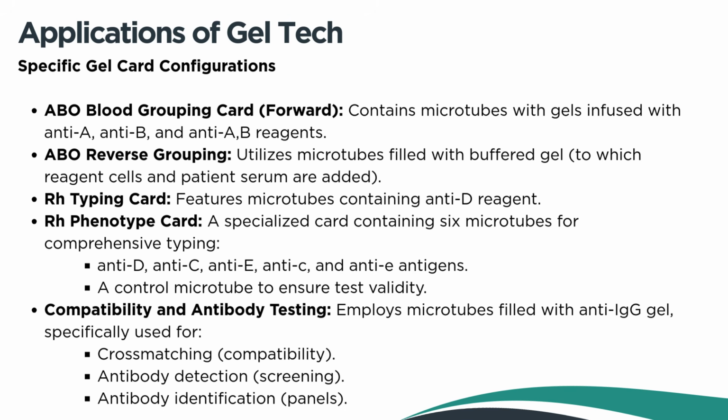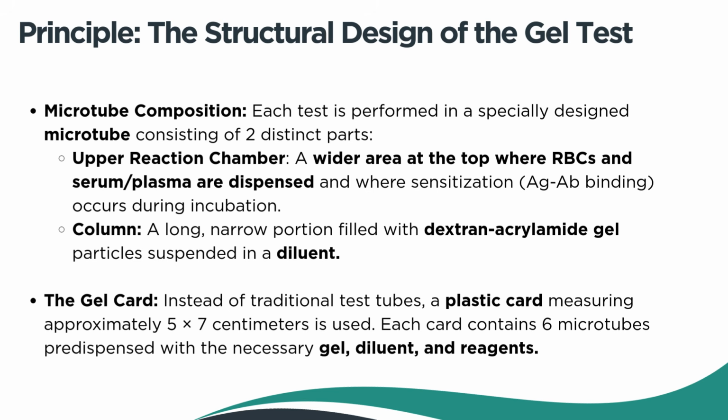We have RH typing cards, which contain anti-D reagent microtubes to identify RH positive or negative status. We also have the RH phenotype card and the compatibility and antibody testing card. And the one that I haven't mentioned is our DG gel comb card for AHG testing. So these configurations ensure precision and reliability in blood testing for safer transfusions.